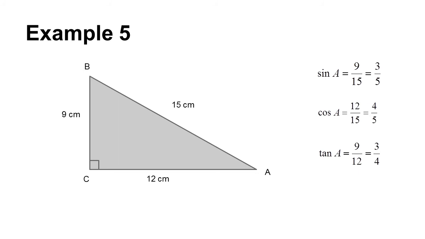But first of all, let's write down the ratios. Looking at the angle A, the sine of A, remember, is opposite over hypotenuse, so that's 9 over 15. The cosine of A, remember, is adjacent over hypotenuse, so that's 12 over 15. And the tangent of A is opposite over adjacent, so that's 9 over 12. And you can see that we can simplify those ratios.